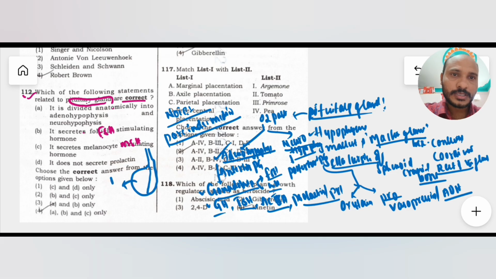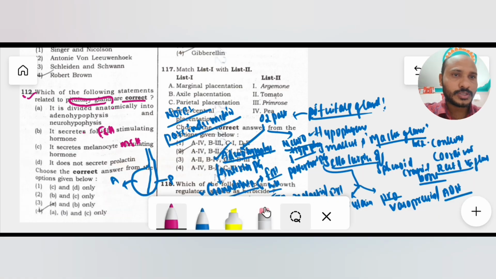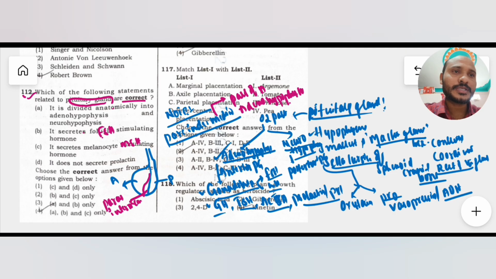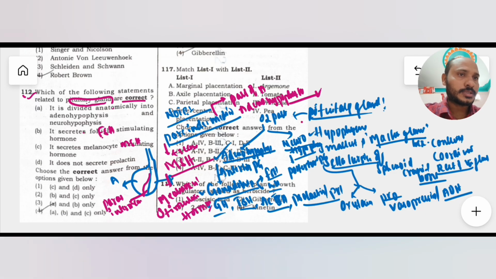This is the anterior, this one is the posterior, and there is a small part present adjacent to the anterior pituitary. This small part is called the pars intermedia. This pars intermedia is a part of the adenohypophysis, and it secretes a very important hormone, melanocyte stimulating hormone. So likewise, we have all these things about the pituitary gland.